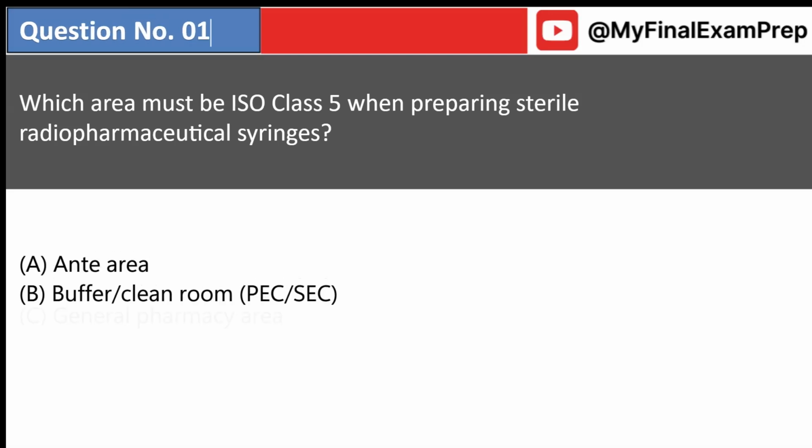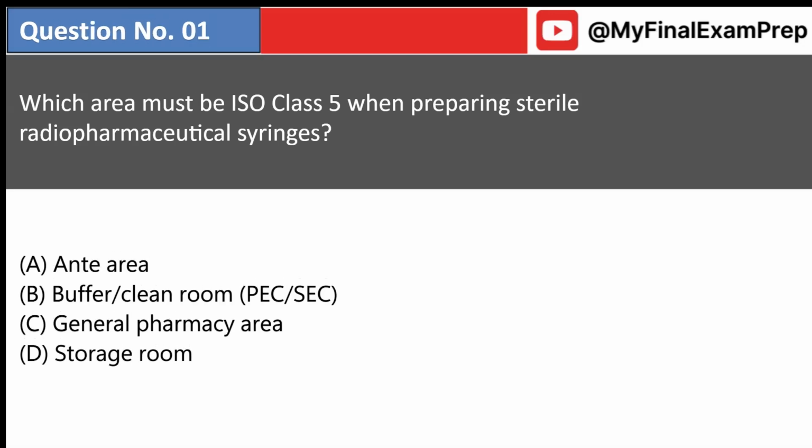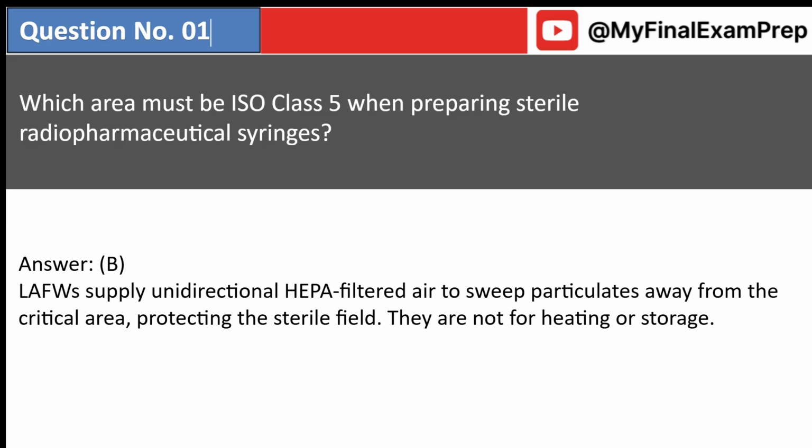Which area must be ISO Class 5 when preparing sterile radiopharmaceutical syringes? A. Ante-area. B. Buffer/clean room, PC/SEC. C. General pharmacy area. D. Storage room. Answer B. Sterile preparation requires an ISO Class 5 work zone, PC or SEC, where the critical site, syringe tip, vial septum, is exposed. Ante-areas and general pharmacy areas have higher ISO counts.